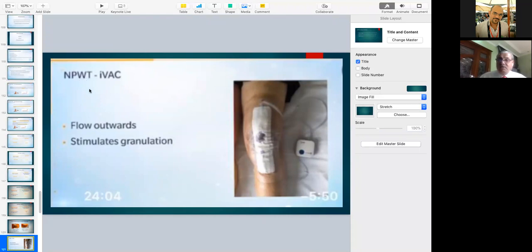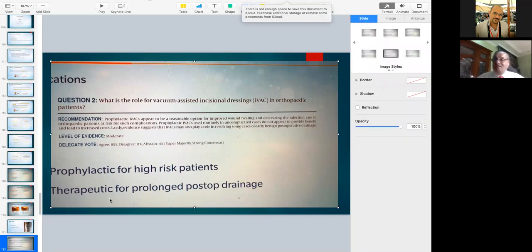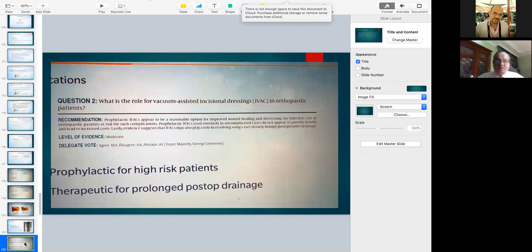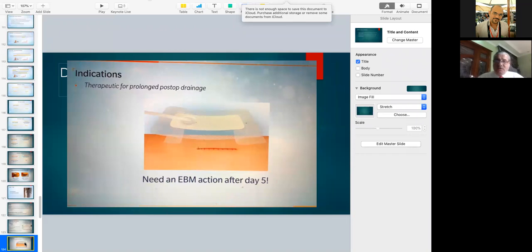Negative pressure wound therapy. The advantage of the VAC is that, because it flows outward, it absorbs the fluid from the wound and also stimulates granulation. What are its indications? It is indicated for prophylactic use in high-risk patients, and therapeutic use. The literature on prophylactic use is not encouraging or cost-effective, because this is primary wound healing. But for therapeutic use, for long post-operative drainage, it is advised.